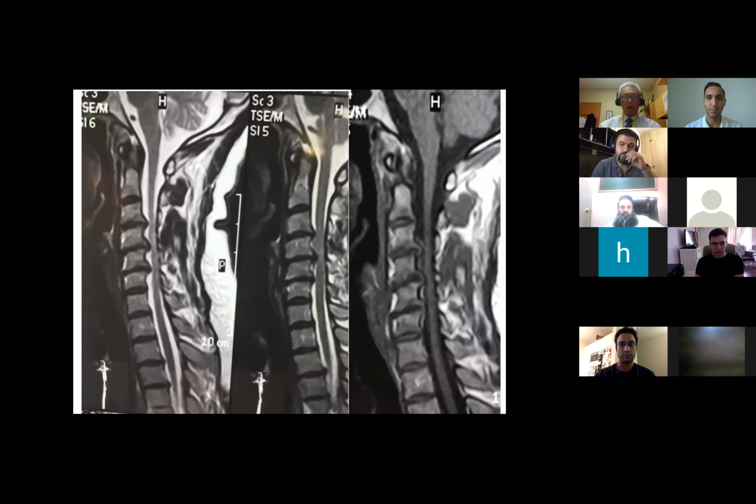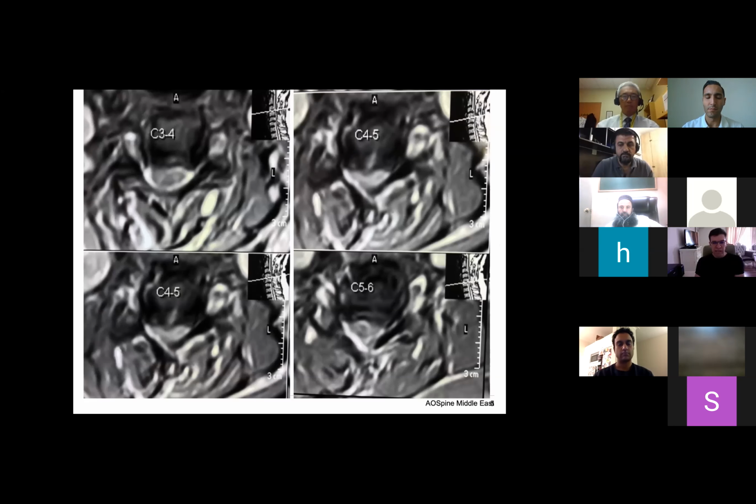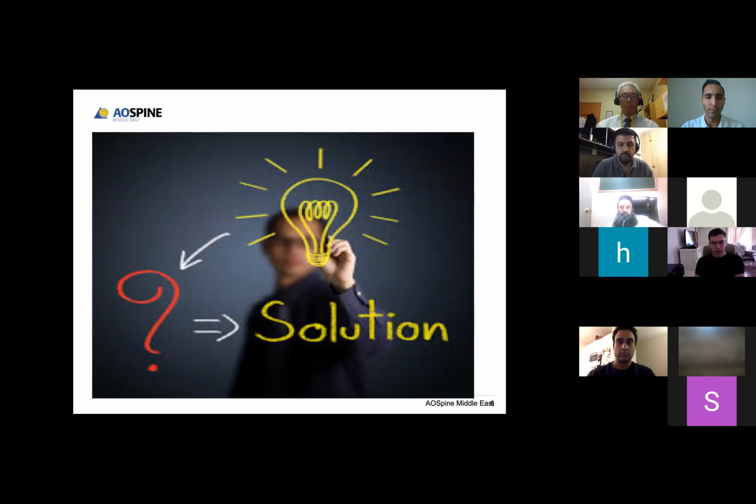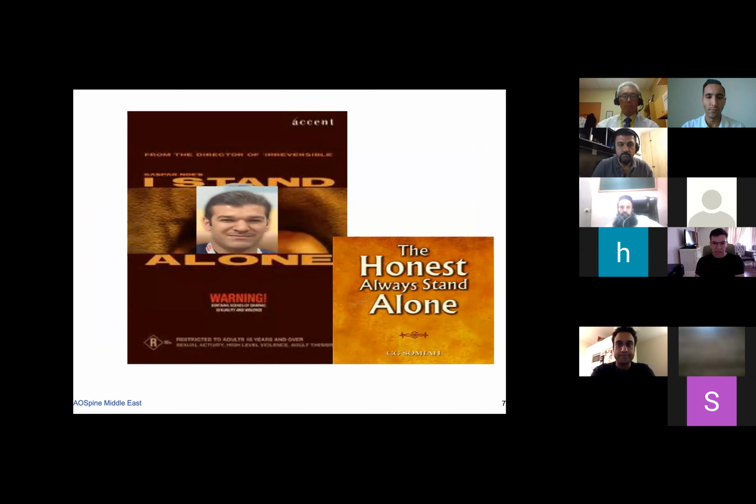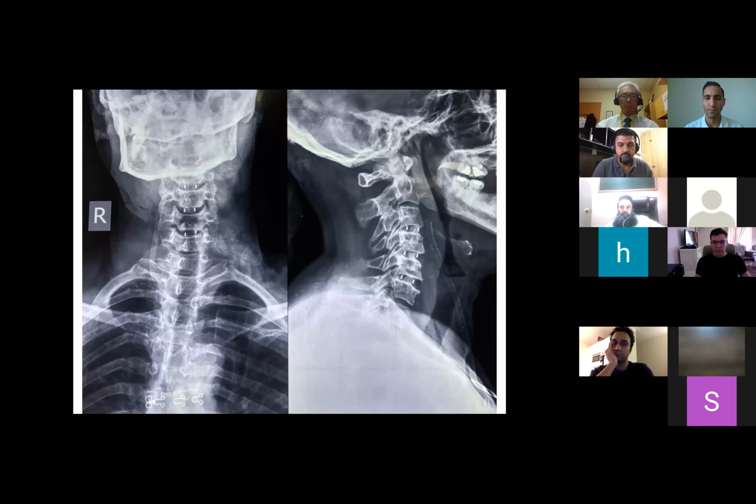This is her MRI. It's almost similar to your case, Sameh, but maybe worse. It shows a 3-level disc disease with spinal canal stenosis and some change in the cord at C3-4, 4-5, and 5-6 levels. This is the axial MRI. And this is my solution. Since I like to stand alone, I decided to perform a 3-level ACDF without a plate for this case.